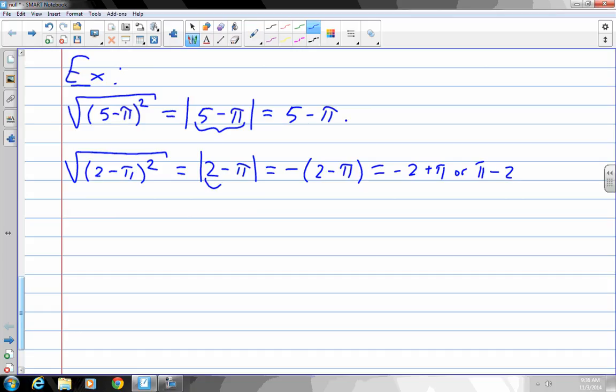Because 2 minus pi is less than 0, this is why we have to multiply it by a negative to make it positive. How's that? Either this one or that one. Okay? I mean, mostly this is a better looking answer.